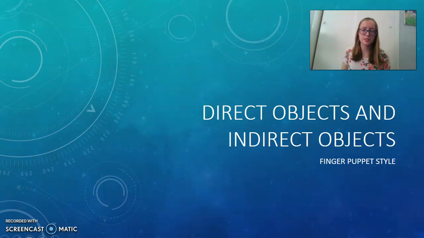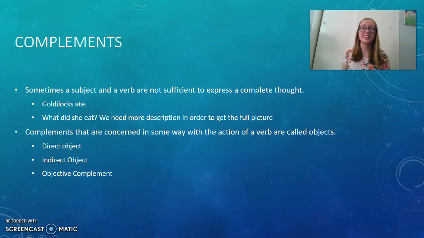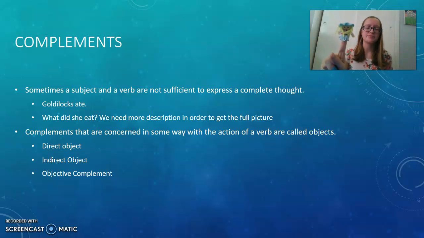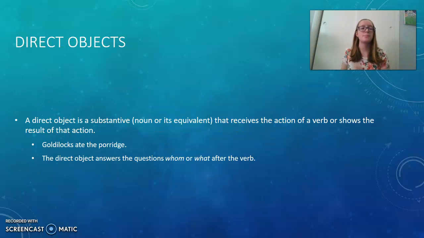Sometimes sentences aren't really complete when it's just the subject and verb, and that's not sufficient to complete the thought. Goldilocks ate. Ate what? We need more description in order to get a full picture. Complements that are concerned in some way with the action of a verb are called objects. Direct objects are talking about the action of the verb. Goldilocks ate what? An indirect object is also talking about the action of a verb. And objective complements we'll talk about another day.